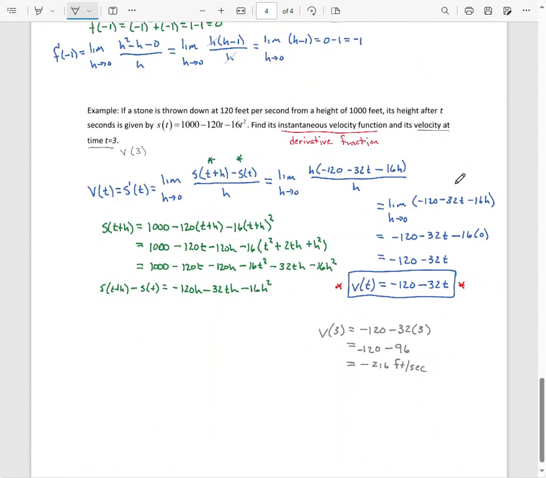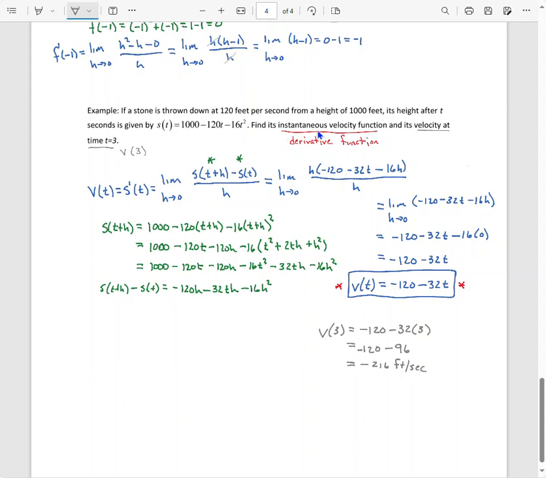All right, last problem of the section. If a stone is thrown down at 120 feet per second from a height of 1,000 feet, its height after t seconds is given by s of t equals 1,000 minus 120t minus 16t squared. We've had a couple of these. Height stays by itself. Velocity, right? It's thrown down. It's the rate it's going. So since it's thrown down, it's negative. Speed, 120 times t. Feet per second, so we multiply by the number of seconds. And this is due to gravity. Right? This is based on the rock. This is based on the earth.